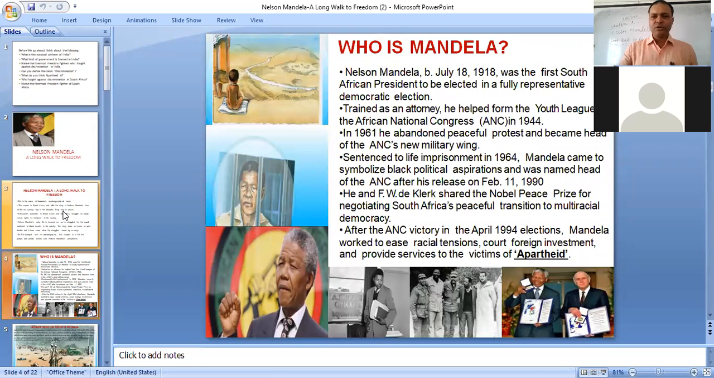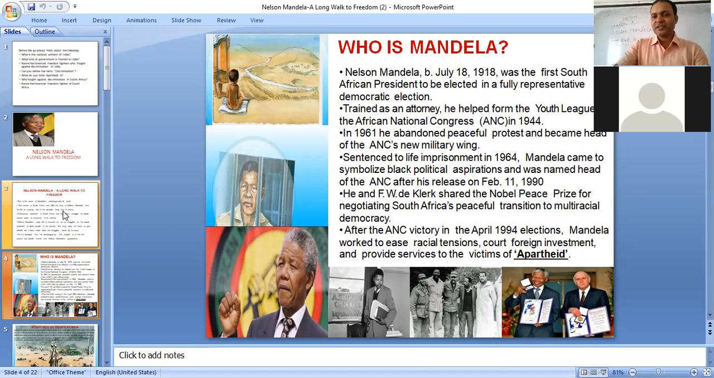Now the next slide, who is Mandela? Written about everything from his childhood to president of South Africa. In 1994, he was elected as president of South Africa. He was born in July 1918, and in 1994 he was elected as a president of South Africa. All the things written about Nelson Mandela, from his childhood to becoming the president of South Africa, born in 1918.